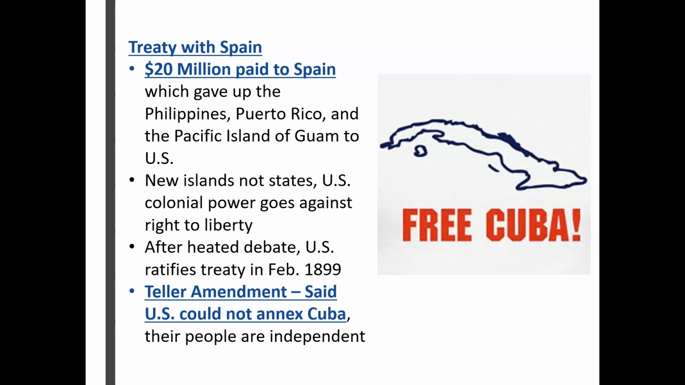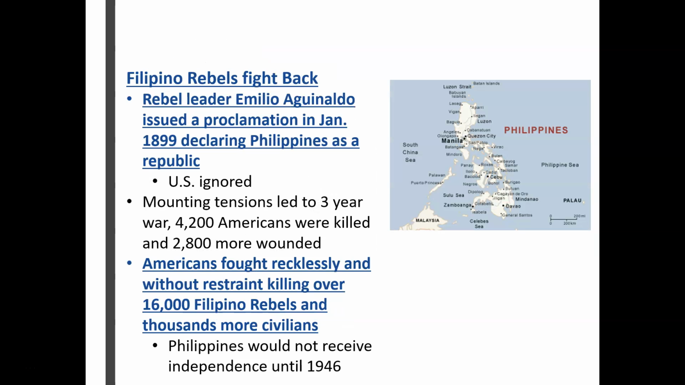After heated debate, the U.S. ratifies a treaty in February 1899 known as the Teller Amendment, saying that the U.S. could not annex Cuba to be a part of its society, and it will be its own free territory, or its own free country. Now, the Pacific island of Guam, Puerto Rico, a little different story, but we're not going to get into that today. Now, in the Philippines, we have a completely different situation.